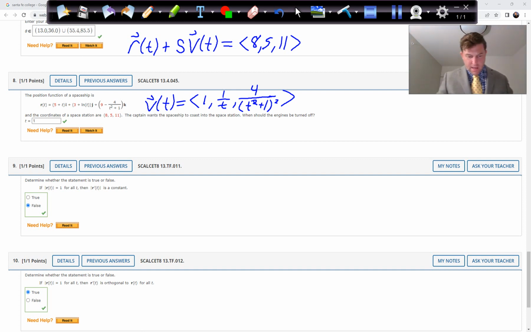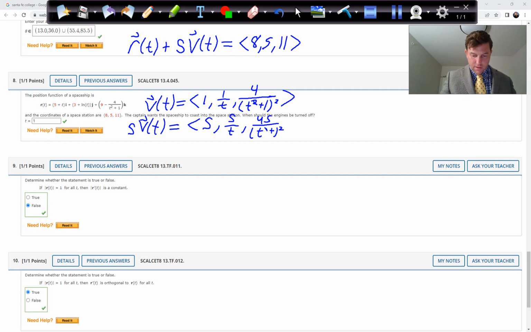Okay, and then we're multiplying this velocity vector times this s, some scalar, to stretch this velocity so that when I add it to the position, it gets me to the space station. So s times v of t will be s over t and 4s over t squared plus 1 squared. It's supposed to be an s right there. Okay, so s's show up.